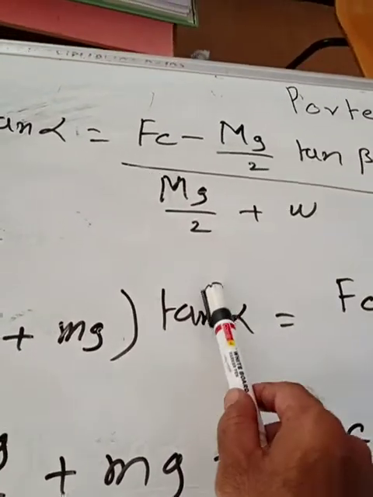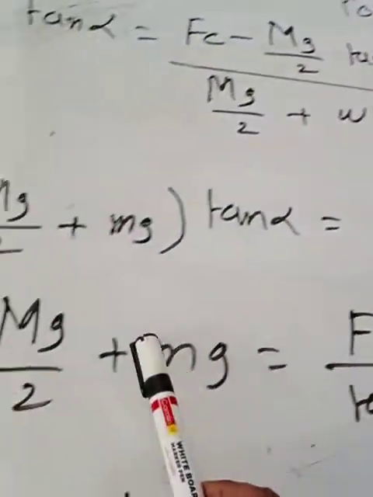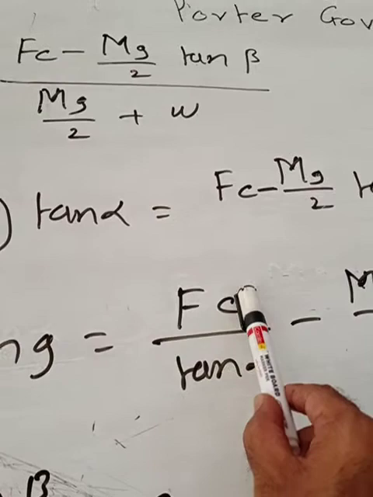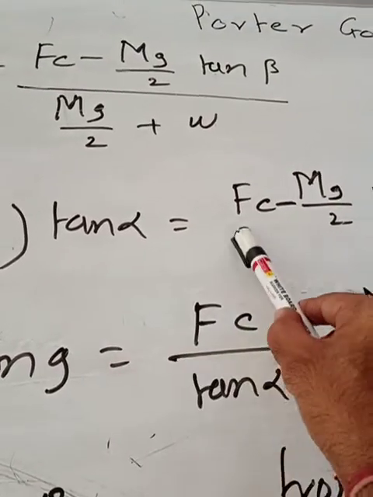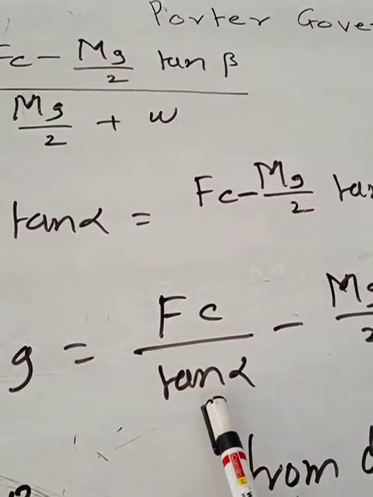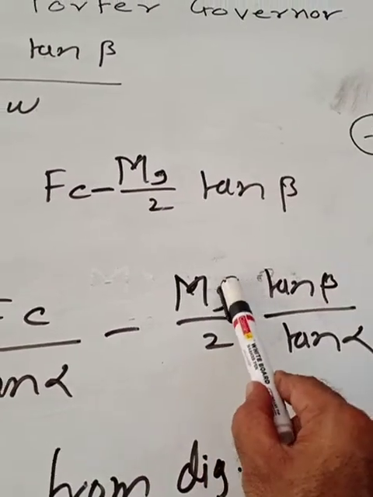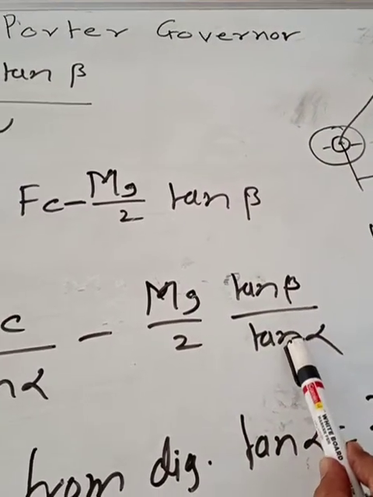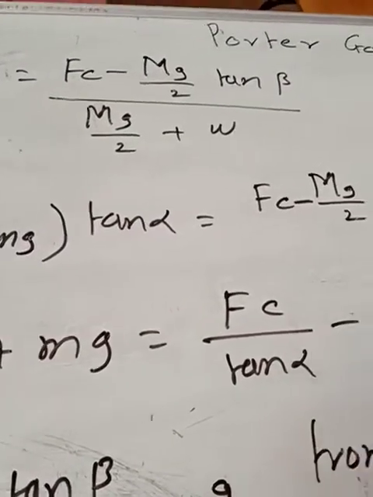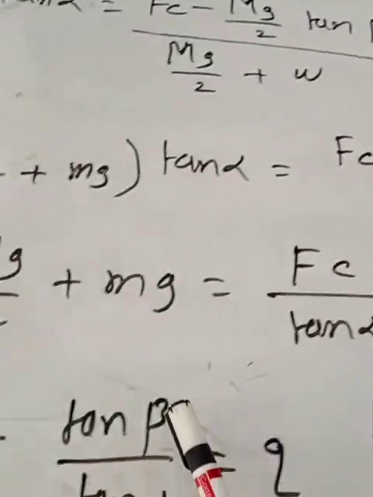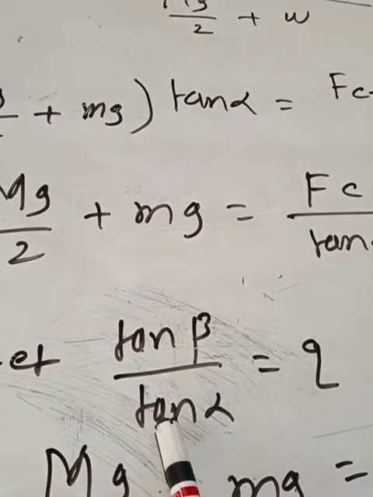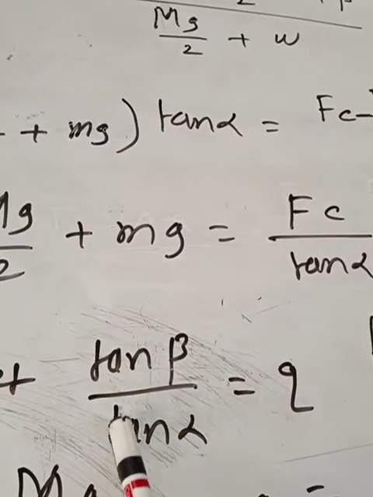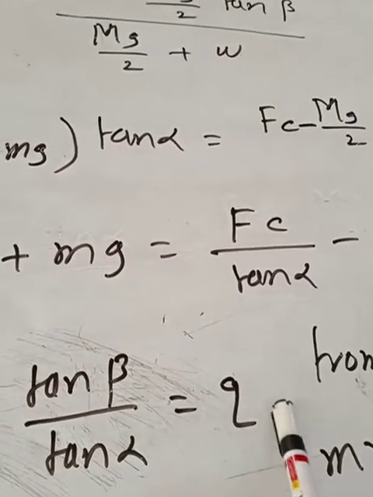Now what we'll do, this tan of alpha will take to the other side. So this equation will become Mg divided by 2 plus small mg is equal to Fc, that is the centrifugal force, divided by tan alpha, minus Mg divided by 2 divided by tan of alpha, this tan beta divided by tan alpha. Now at this place we will just simplify this equation by putting this tan beta divided by tan alpha is equal to one quantity q. Okay, this tan beta divided by tan alpha is equal to q, that we have put.